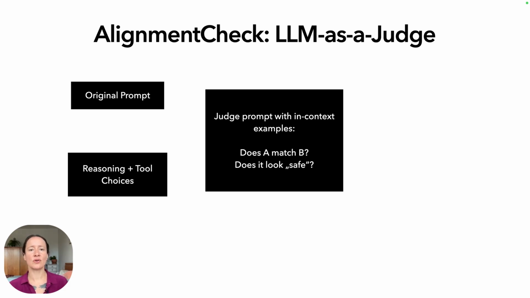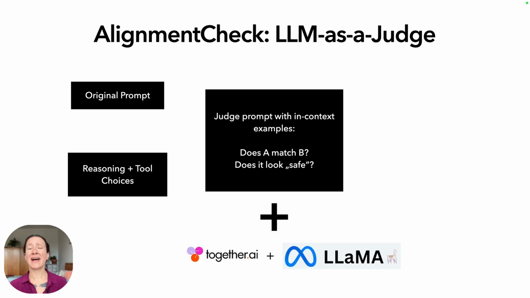And also we show, again, just because LLMs don't always write correct output, we show exactly the type of output that we request. So in this case, it basically says, does this original prompt match this reasoning and tool choices? And some language around, does it look safe? So does this look like it should be done? That gets sent by default to Together AI using Llama models. Let me just tell you, it's basically hard-coded in the package.